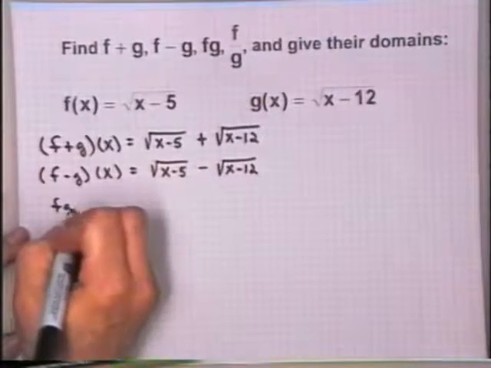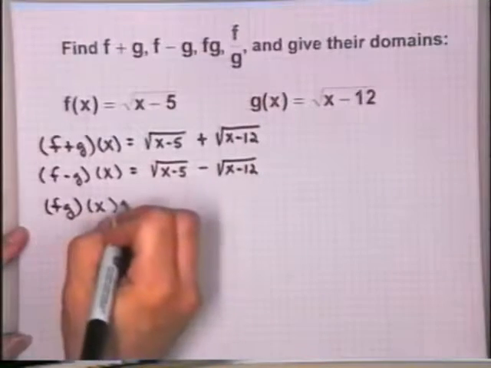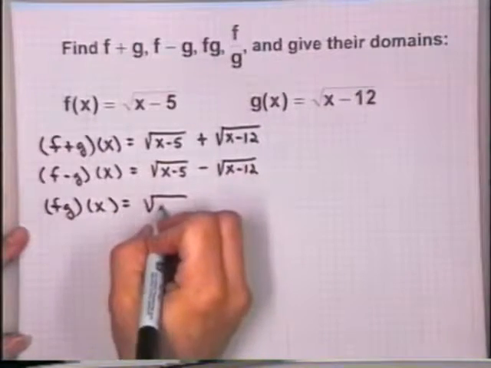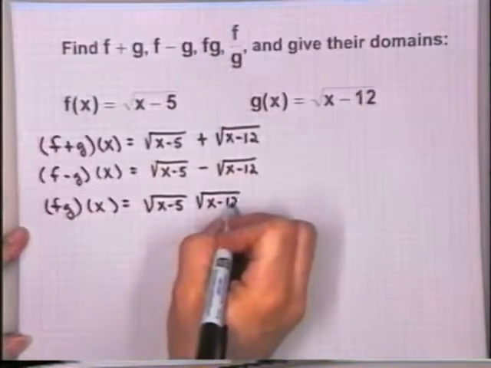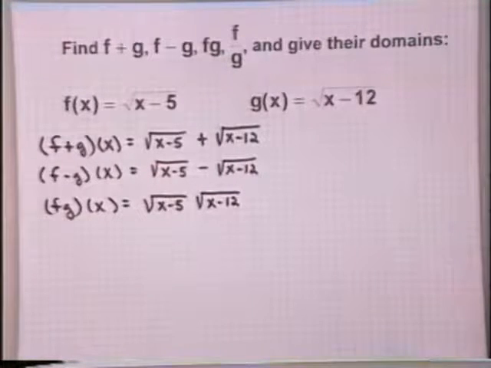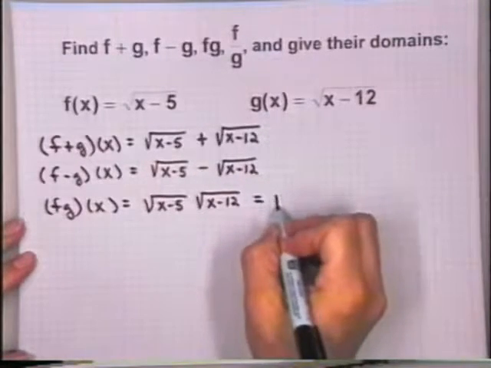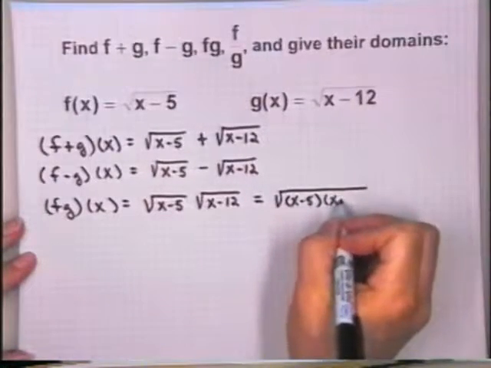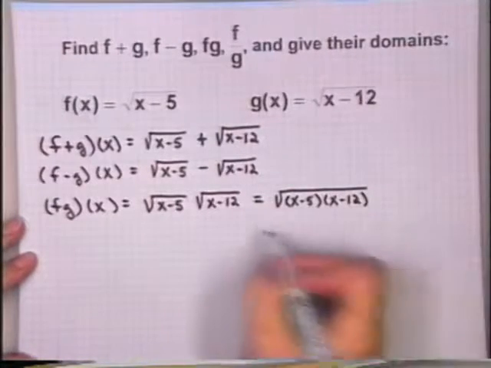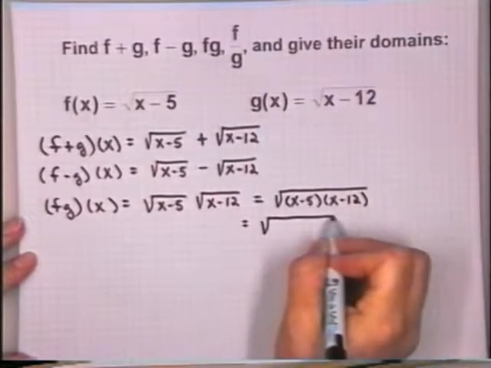Our third operation, the product fg of x, means that we take the square root of x minus 5 and multiply it times the square root of x minus 12. Here we can do something different. Remember, we had a rule that says the square root of a times the square root of b is equal to the square root of a times b. So I can make this one square root where I multiply x minus 5 times x minus 12. And then you may want to actually do the FOIL here to write this out.